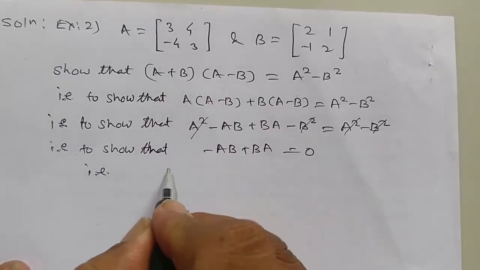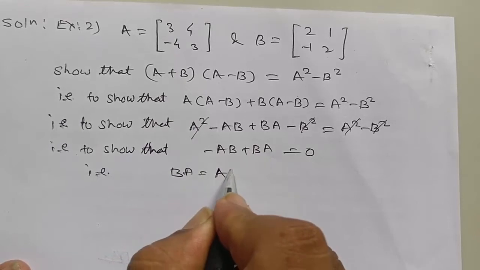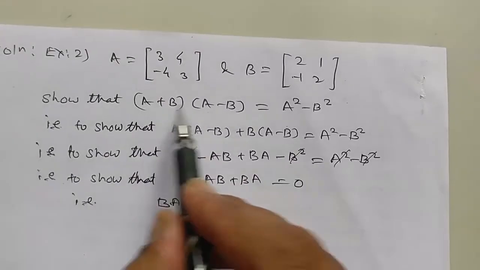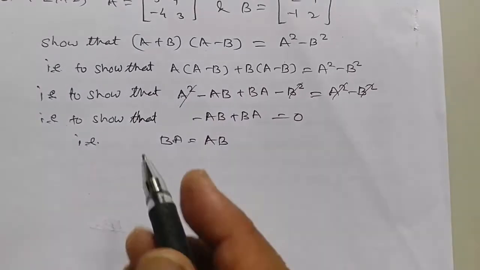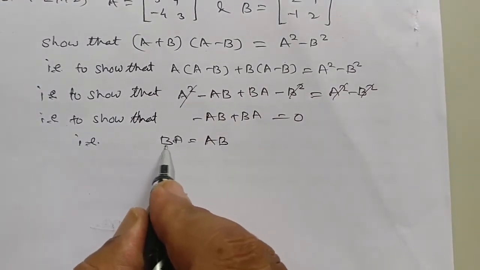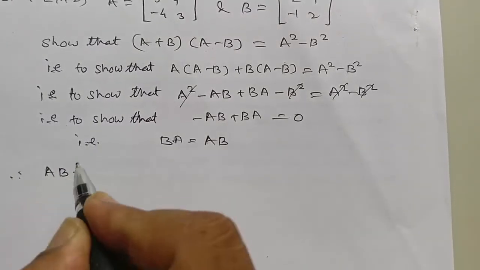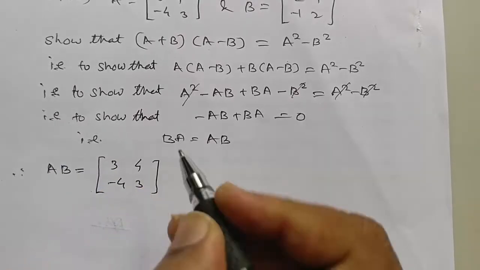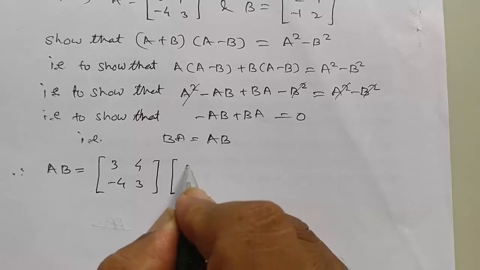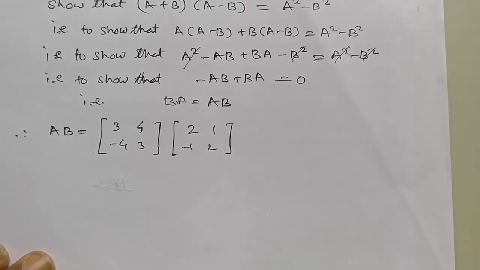That is to show that BA is equal to AB. Now, in order to show this, it is sufficient to show that BA is equal to AB. So we proceed to find the product of the matrices BA and AB. Therefore, AB is equal to, A is the given matrix 3 4 minus 4 3 and B is the matrix 2 1 minus 1 2.